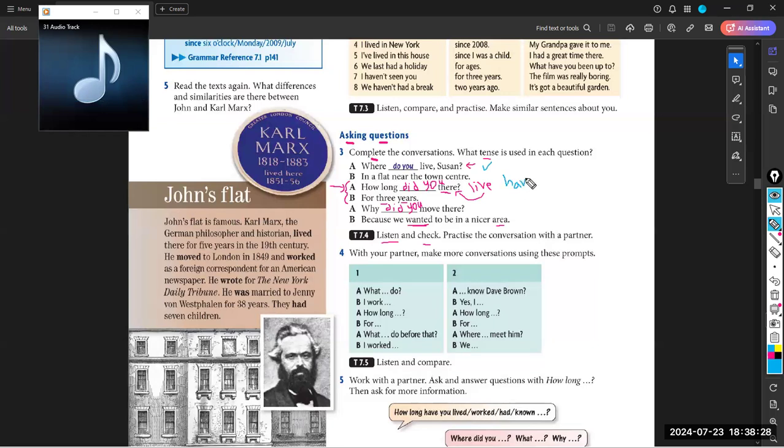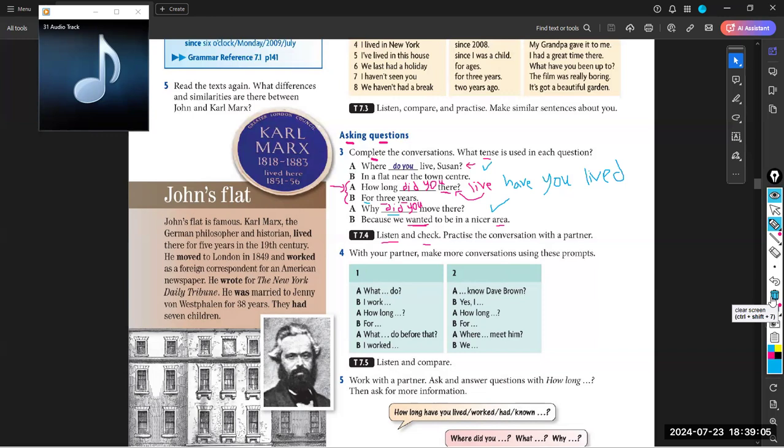So notice that he used the present perfect. Have you lived there? So he's still living there because I used the present perfect. How long have you lived there? I have lived there for 3 years and I'm still in that place. Okay. For 3 years. Why did you move there? Because we wanted to be in a nicer area. So exactly, we use the simple past because we are talking exactly about something that happened and finished in the past.